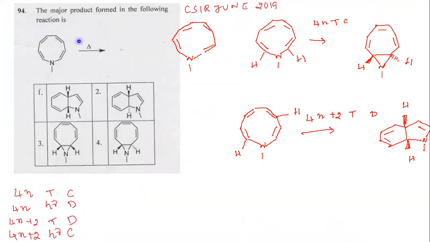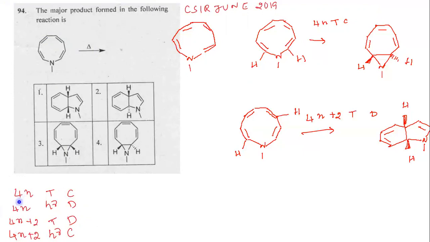So the next problem is from CSIR June 20 on an exam. The major product from the following reaction is. So this is the substrate given, and this is under thermal conditions. So this would become an example of an electrocyclic ring closing reaction. For electrocyclic ring closing reactions, we need to know these four sets of rules for doing electrocyclic ring closing or opening.